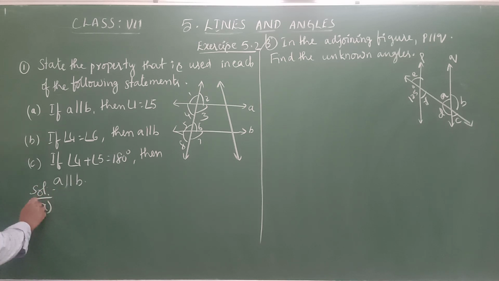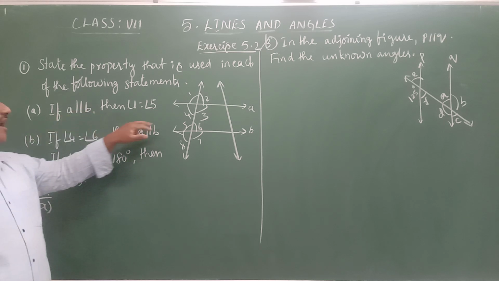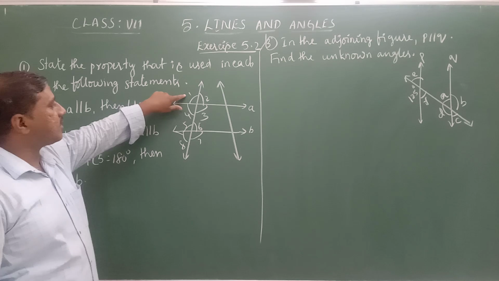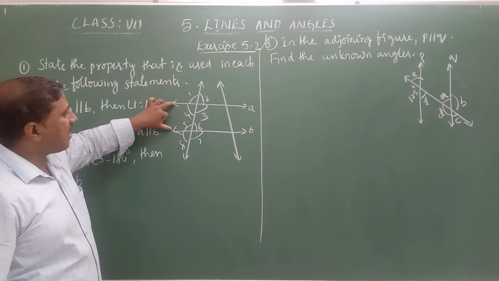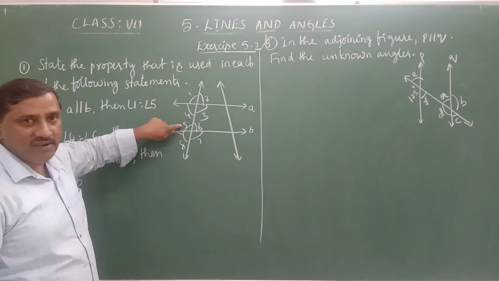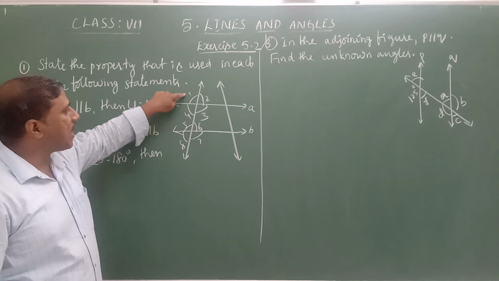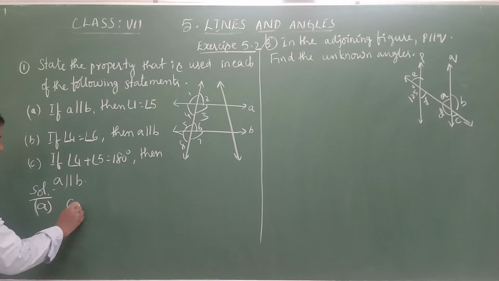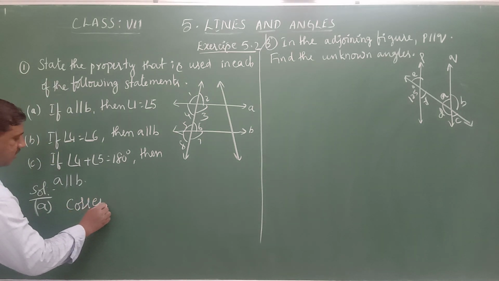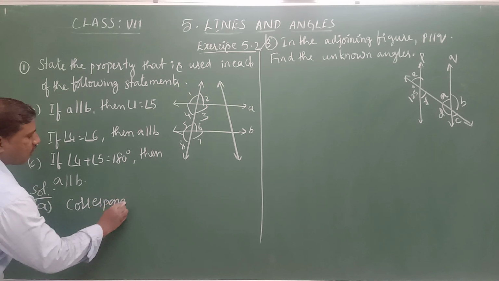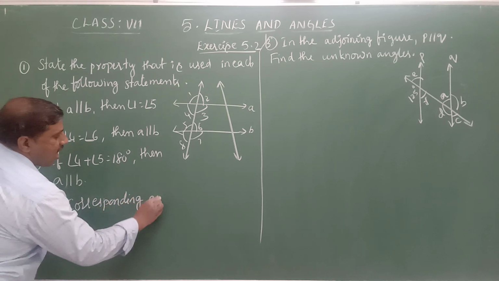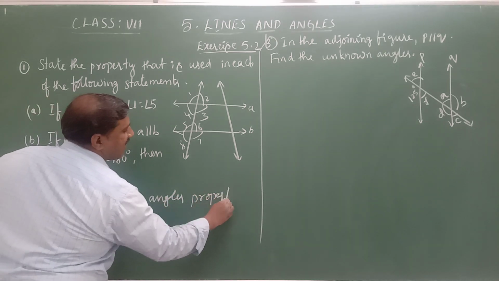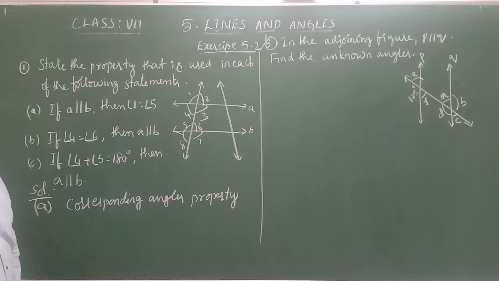So we have to identify the property. If the two lines A and B are parallel, then angle 1 is equal to angle 5. What is the property related to angle 1 and angle 5? It is corresponding angles. So the property is the corresponding angles property. Angle 1 and angle 5 are equal because they are corresponding angles.